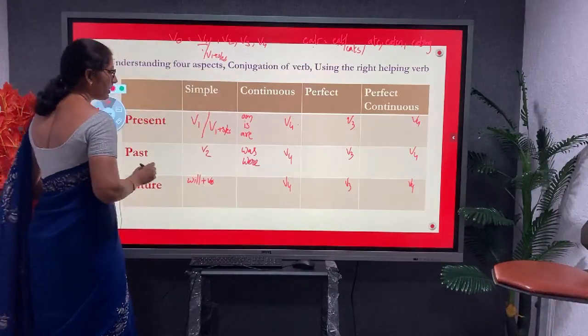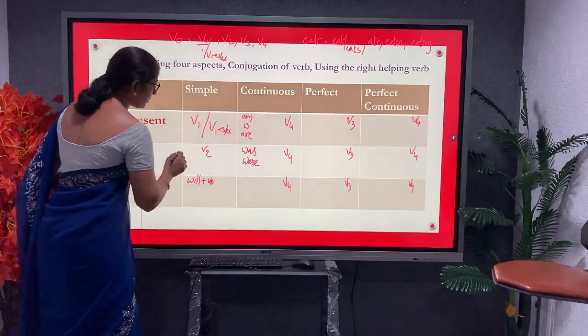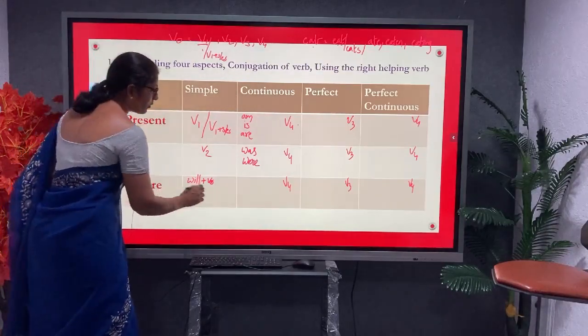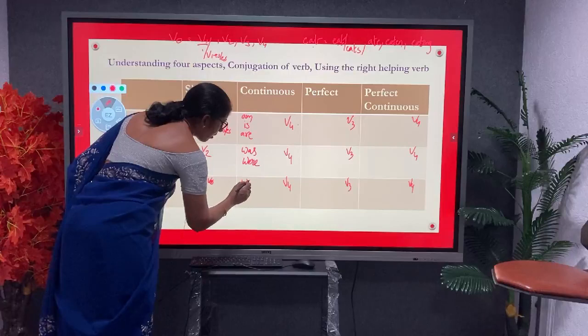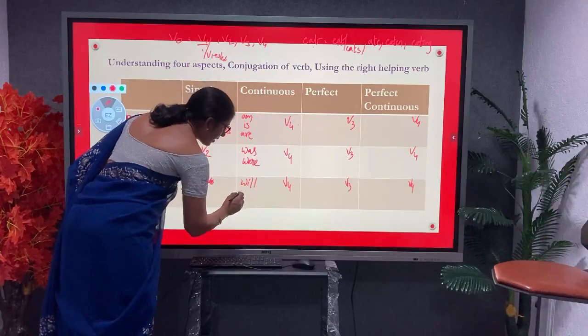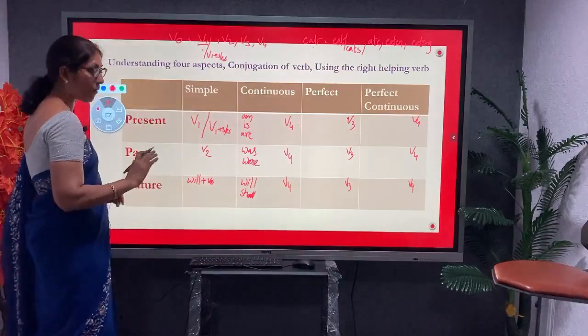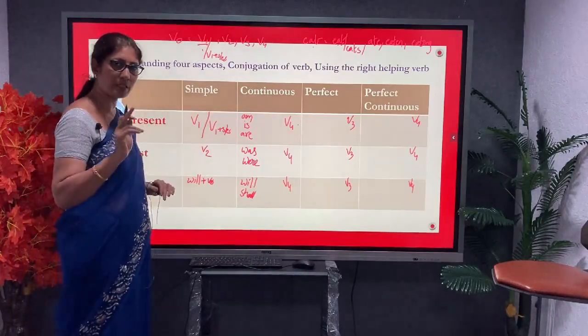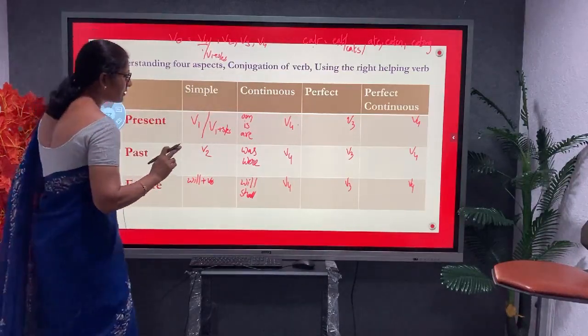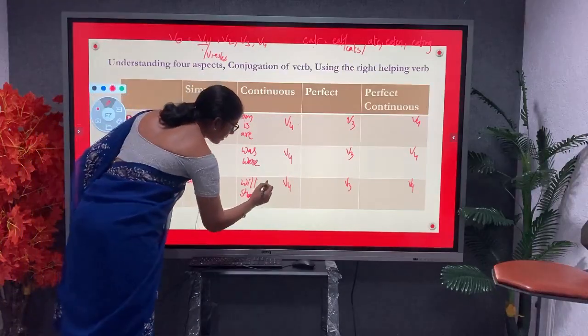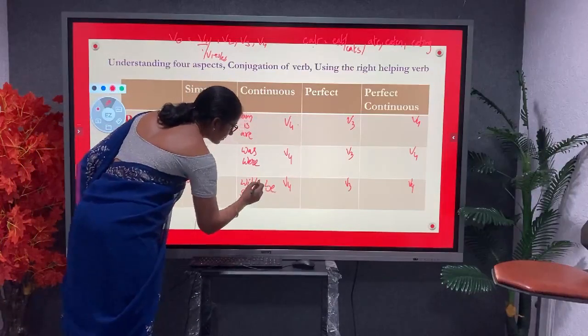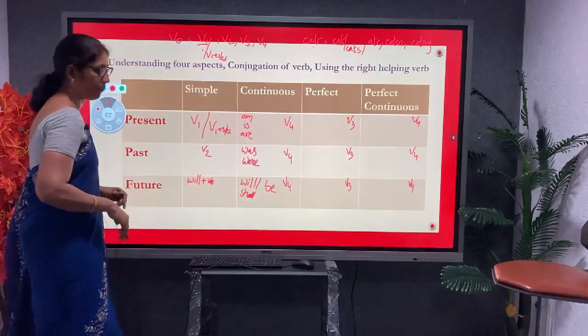Next, future. Future means you use will or shall. After will or shall, that is, after modal verbs, the verb always takes its first form, V1. So that's why we are adding will be. Will be V4. Yes.